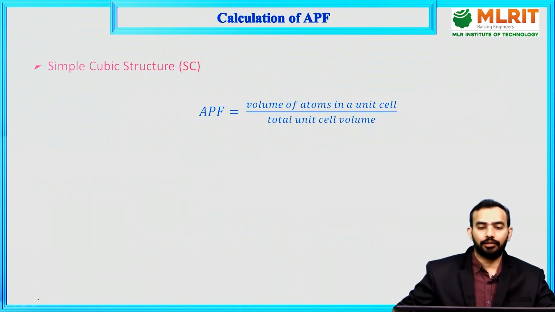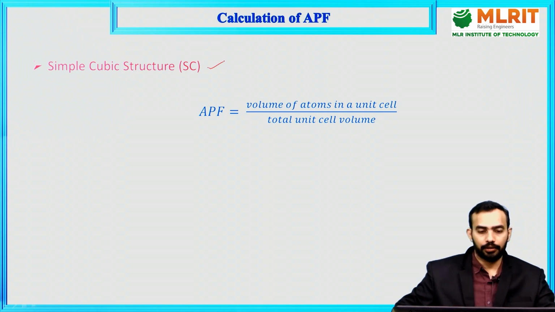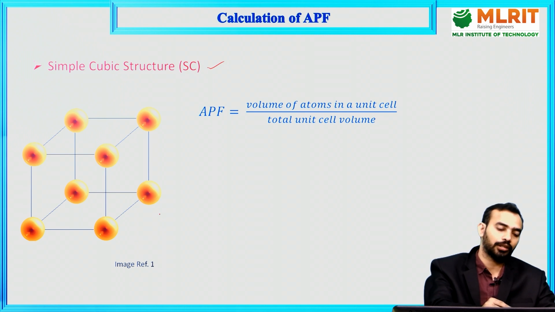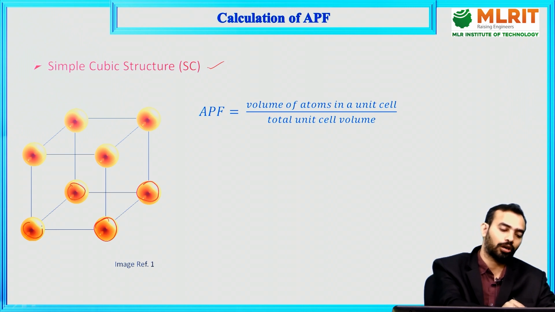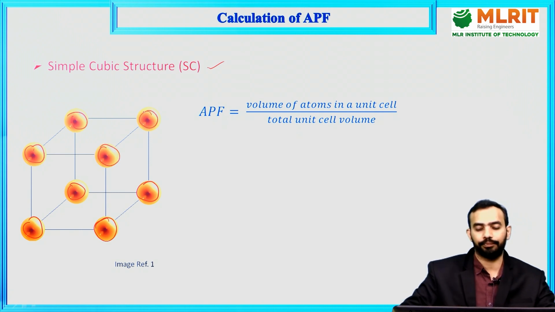Then the calculation of atomic packing factor, and we will also try to find out the coordination number. We start with one structure in this class, that is the simple cubic structure. This is our simple cubic structure. In the simple cubic structure, atoms are positioned at the corners of the cube. So there are 8 corners, and these are the 8 atoms situated in the unit cell.